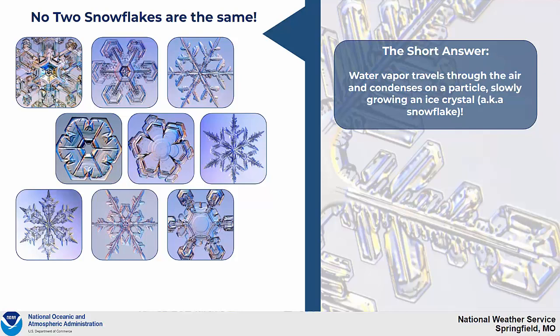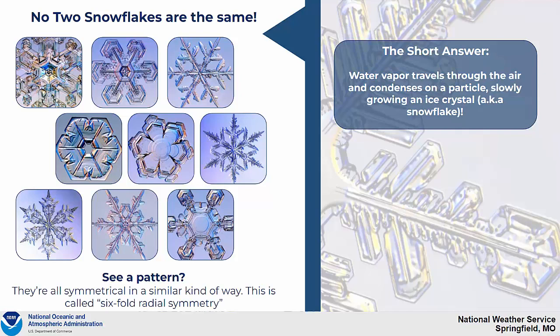Now you might have heard people say that no two snowflakes are the same. That may be true, but snowflakes share some pretty striking similarities. If you look at all of these examples of snowflakes, they're clearly all different. However, you'll start to notice a pattern, and as you can see, they're all symmetrical in a similar kind of way, and a fancy way to say this is that they all have six-fold symmetry. In other words, if you draw 6 evenly spaced lines out from the center of the flake, you'll notice that the shape on that line is repeated on the other 5 lines.